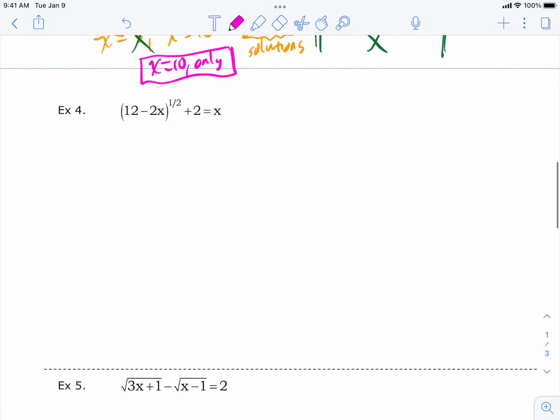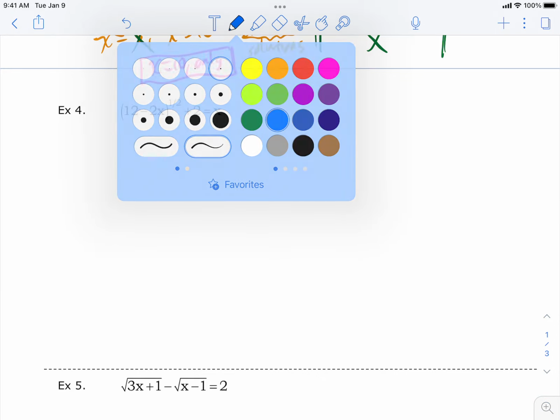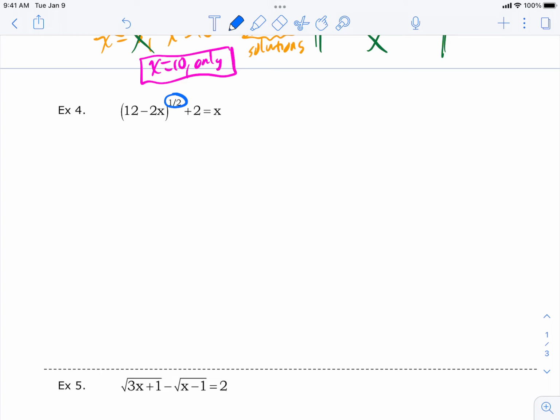Let's see. What do we got here? Well, it's a good thing we learned how to interpret a fraction exponent. Remember, that's just a square root radical. The 1/2 power basically just means that I've got 12 minus 2x inside of a radical, plus 2 equals x.